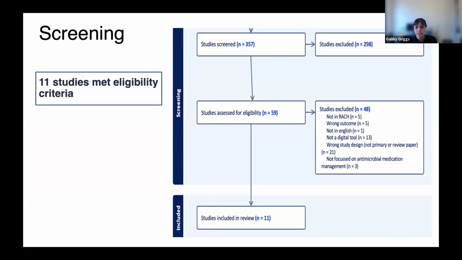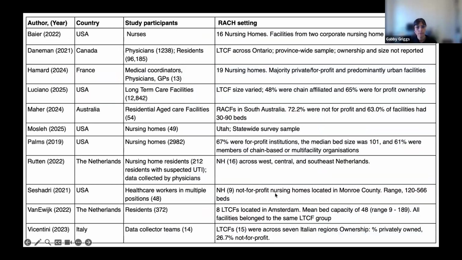So now we had defined our eligibility criteria, we could apply them to the studies. We started with 357 studies. After screening and removing those that didn't meet our criteria, only 11 were included. This highlights how limited the evidence base still is in this area. The 11 studies came from multiple countries and settings, with a wide range of participants and facility types. This reflects a diverse but quite variable evidence base.